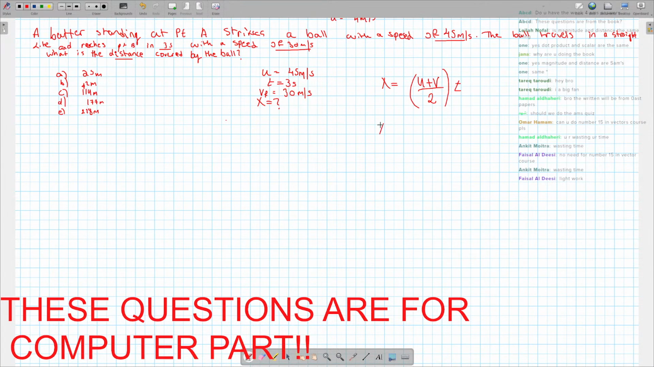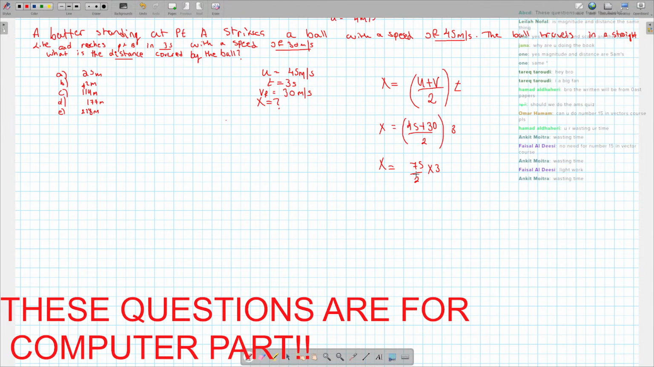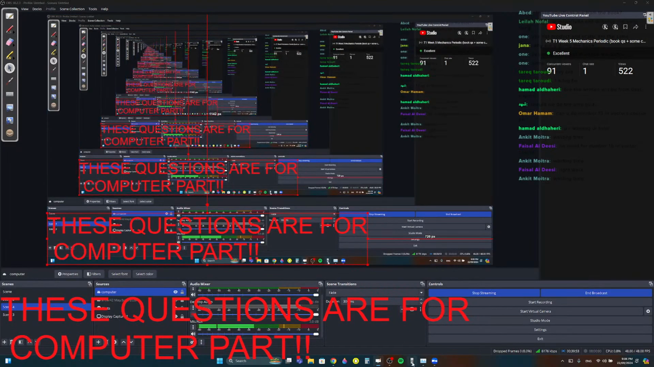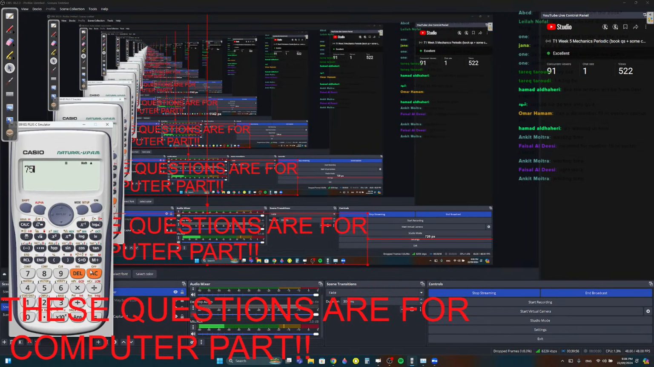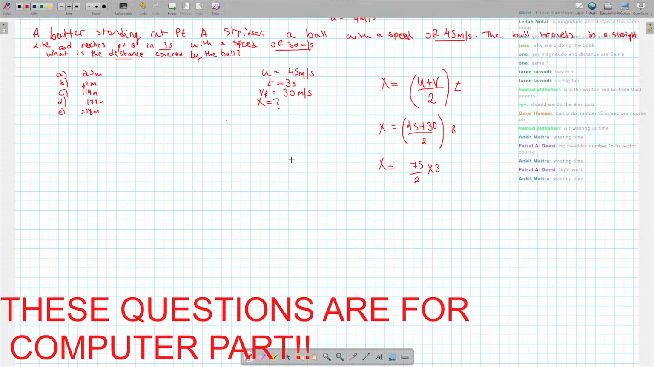Okay? So here in this case, X equals the initial 45 plus the final 30 over 2 times the time, which is 3 seconds. So you're going to get X equals 75 over 2 times 3, and you're going to get 37.5. You just put this on a calculator. 75 over 2 times 3. 112.5. Whoa. Wow. I got X equals 112.5.